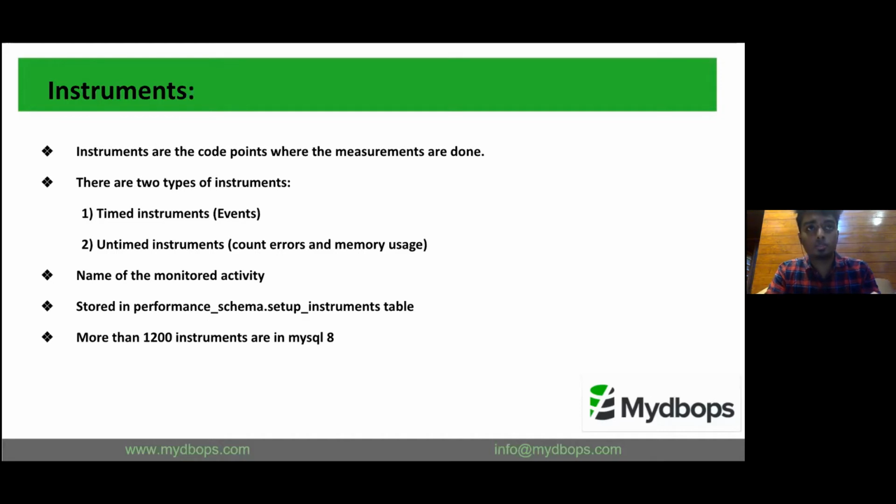The main thing stored in the performance schema is the setup_instruments table. All the instrument-related things, such as select queries and events, are stored in the setup_instruments table. It contains the total detail of the instruments in MySQL. In MySQL 5.6, there was only a small number of instruments. In later versions the instruments improved, and currently in MySQL 8 there are more than 1,200 instruments.